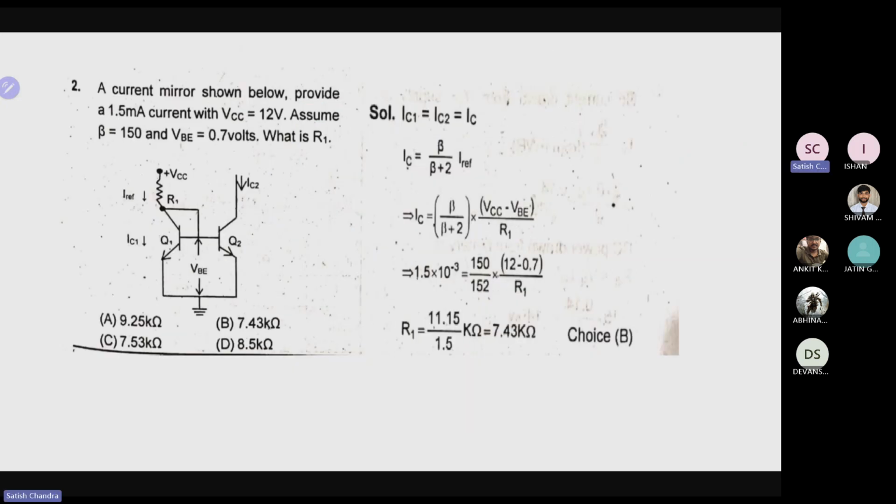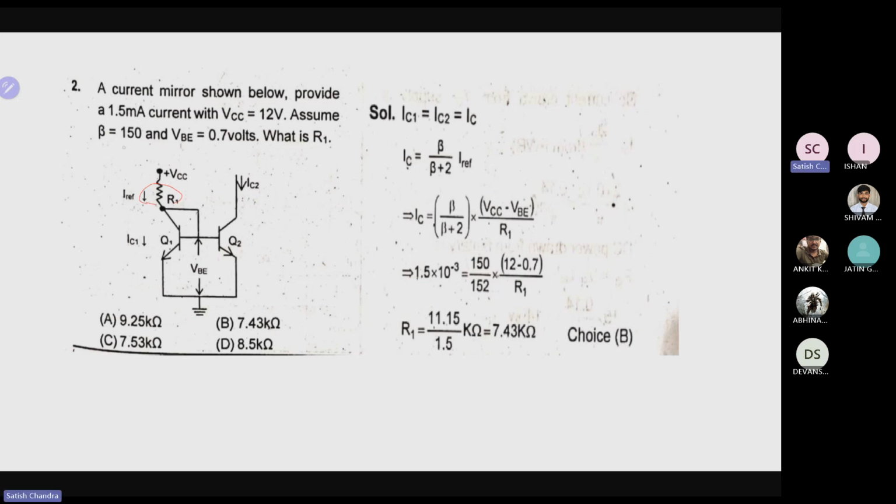Similarly, if you want to look into another question, it is a similar type of question where you can see the current mirror has been used, and if we evaluate the same way, we will get the value for R1. So this is also going to define one of the questions based on current mirrors.